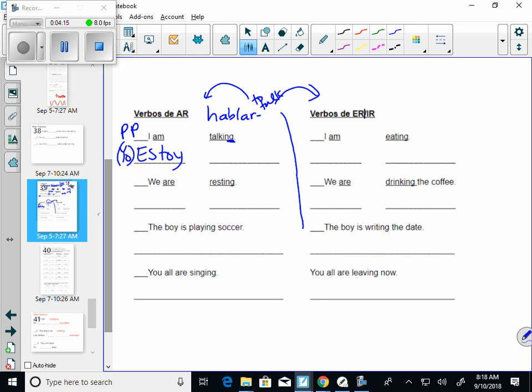So all I do is just follow a little formula. It tells me I drop the AR and I replace it with ANDO and I get hablando. Hablando means talking. Now you have to have the estoy for the I am. Something I want to tell you, once you make this hablando, you do not mess with it. It is a verb. If you're a girl and you're saying I'm talking, you don't change it. Once you have the ando, you're done. That's it. It's a verb. You don't have to agree in number and gender and so on and so forth. So just estoy hablando, okay?